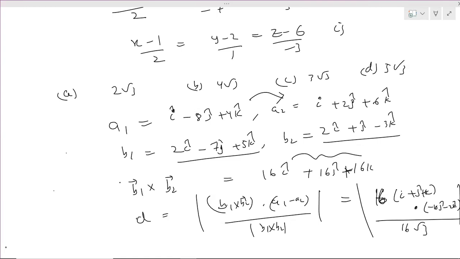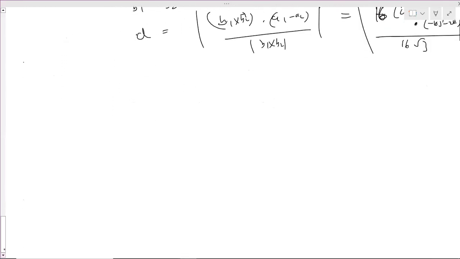Adriel, Ryan. Yes, sir. Okay. One more question based on this. So what was the answer to the previous one? 4 root 3. The answer is 4 root 3. Option B.